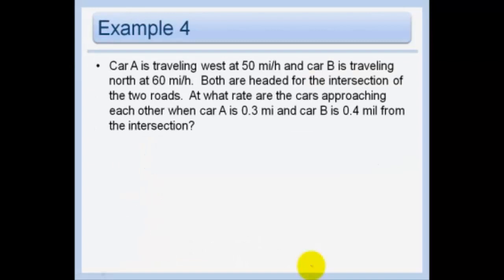This is a very common problem, and this is probably the hardest one because people tend to get confused when we're talking about directions. But again, draw the diagram and it will all make sense. Car A is traveling west at 50 miles per hour. A started here and it's going that way at 50 miles per hour.